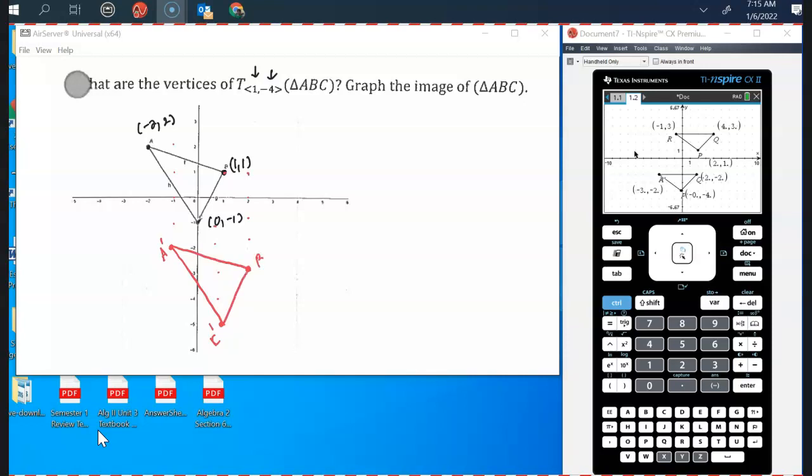And this will be B prime. So you see we have the triangle ABC, and now we have the new image, which is A prime, B prime, and C prime. Okay.